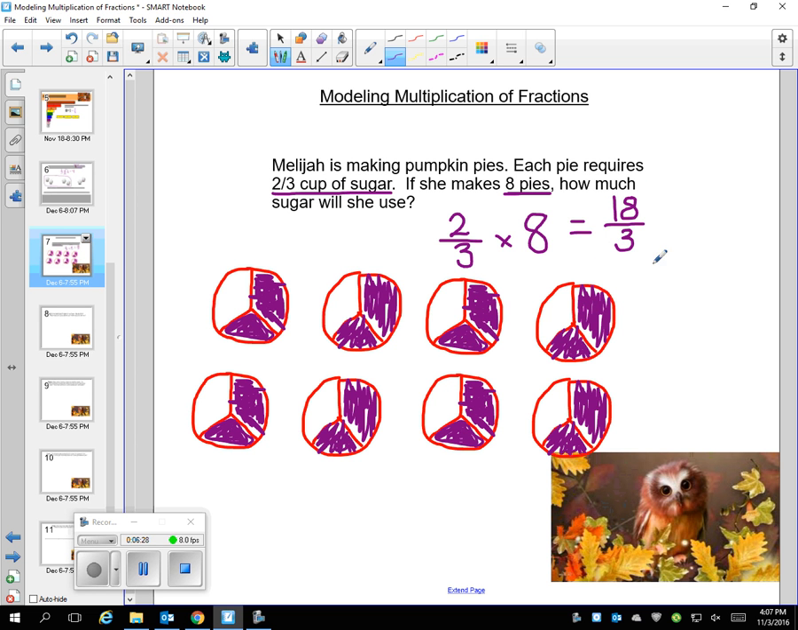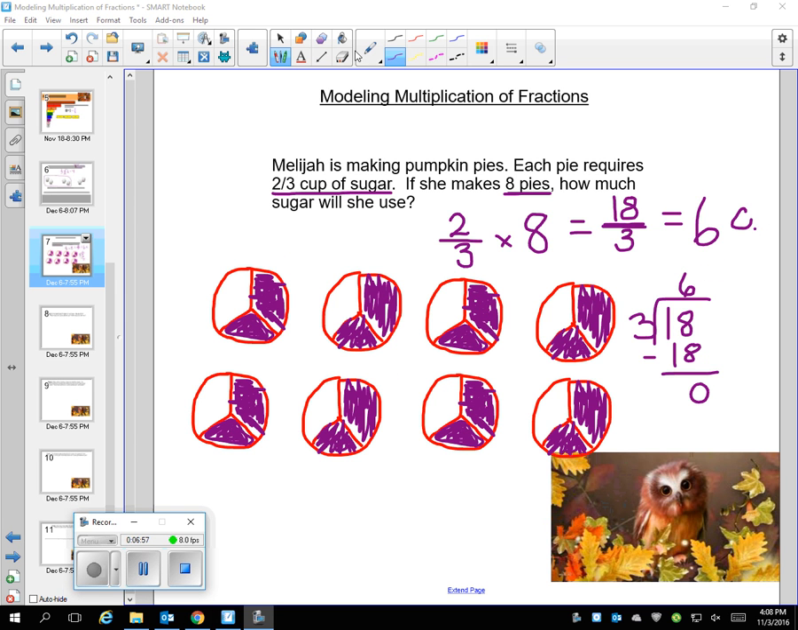Well, we can't leave this like that. It's hard to imagine what 18/3 looks like. So we need to convert this into a mixed number. And we learned last week or the week before that this line right here means we can divide. So we're going to take 18, divide it by 3. It goes in there 6 times. So we need an equivalent of 6 cups of sugar.